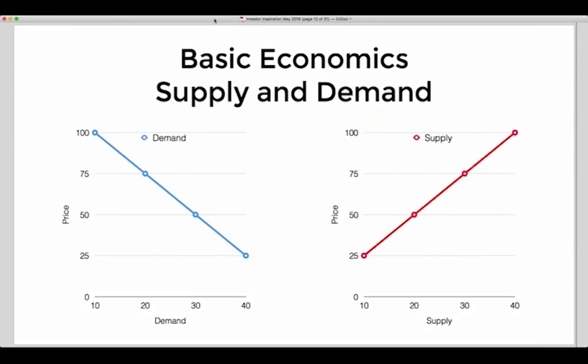It all comes back to the basic economics of supply and demand. I'm sure if you've done any economics 101 class, you'll be familiar with this type of chart. So on the left, we have a demand curve. Basically, at higher prices, we have fewer buyers. As price falls, more people are prepared to buy, all things being equal.